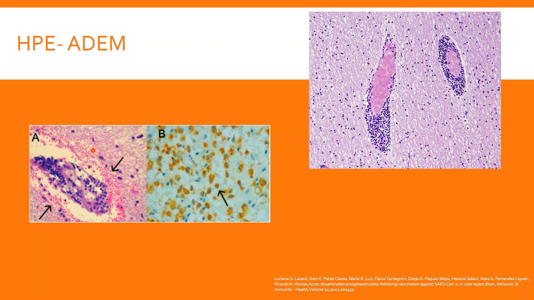Okay, so what do you see here? You see numerous inflammatory infiltrates. You can also make out numerous foamy histiocytes, which have been highlighted by the CD68 here. Okay.